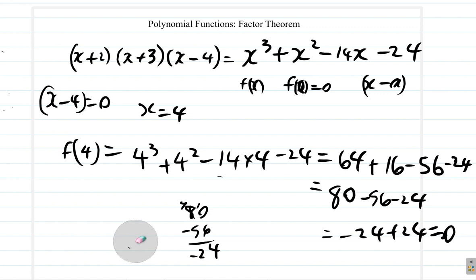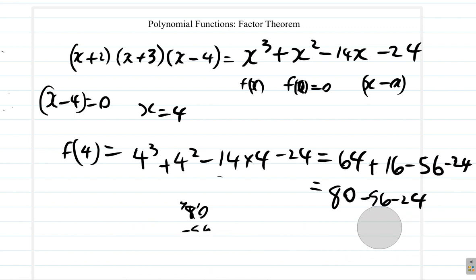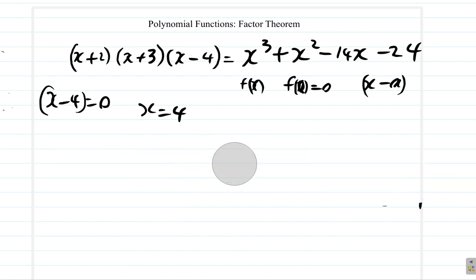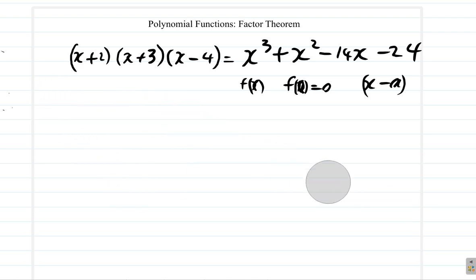So those three are factors. The x plus 2, x plus 3, and x minus 4 are factors of x cubed plus x squared minus 14x minus 24. And we used the factor theorem on all three of them to verify that the factor theorem works for this polynomial.